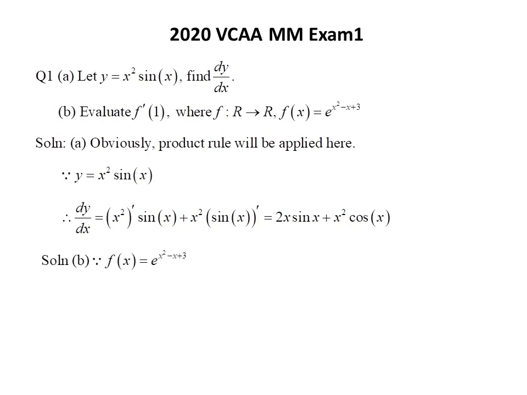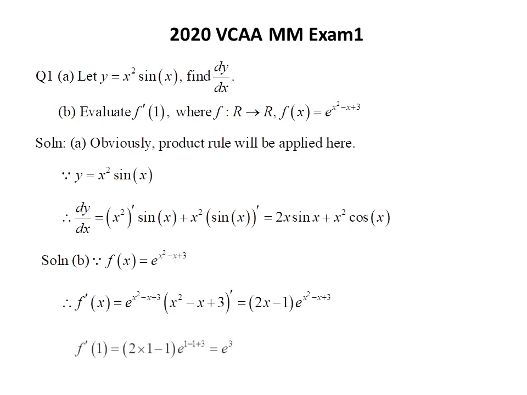As for part B of question 1, since f of x equals e to the power of x squared minus x minus 3, its derivative function f prime of x equals e to the power of x squared minus x minus 3 multiplied by the differentiation of x squared minus x minus 3, which equals 2x minus 1, or in parentheses, times e to the power of x squared minus x minus 3. Hence, f prime of 1 equals e cubed after being simplified.